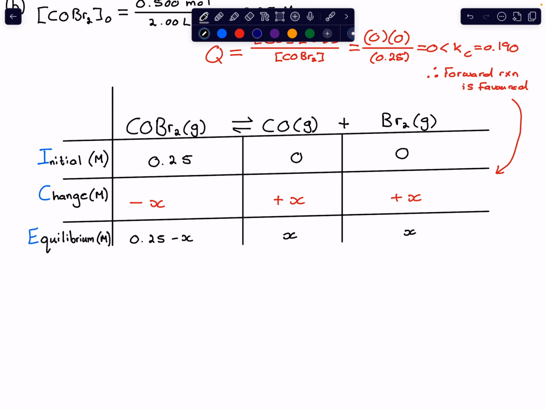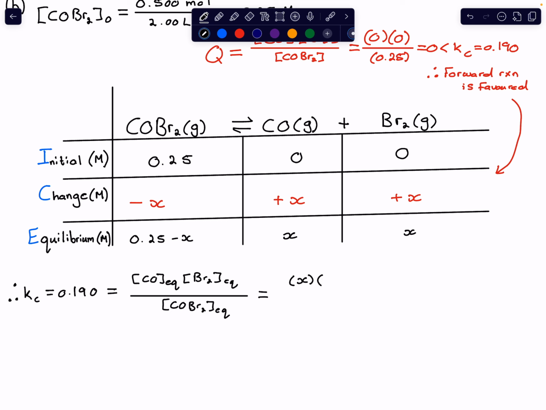Okay. So then to calculate what this X is, we can say Kc, which is equal to 0.190, is equal to the equilibrium concentration of carbon monoxide multiplied by the equilibrium concentration of bromine divided by the equilibrium concentration of COBr2. And these we get from the ICE table, of course, right? So that's X, X, and 0.25 minus X.